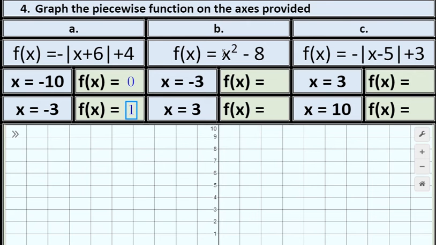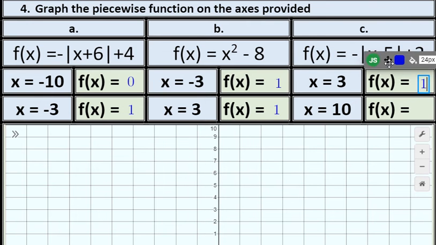Now we go to the second function. Negative 3 squared is 9, minus 8 is 1. Positive 3 squared is also 9, and minus 8 is still 1. And finally, for the last function, when we put the 3 in, 3 minus 5 is negative 2. Absolute value of negative 2 is 2, but I have the negative in front, so 3 minus that 2 is 1.